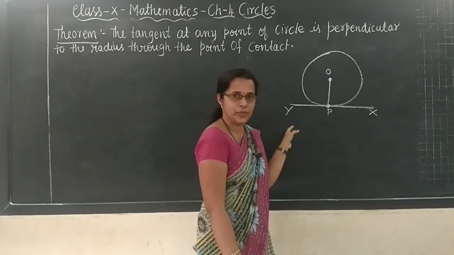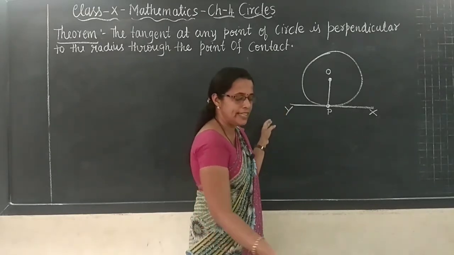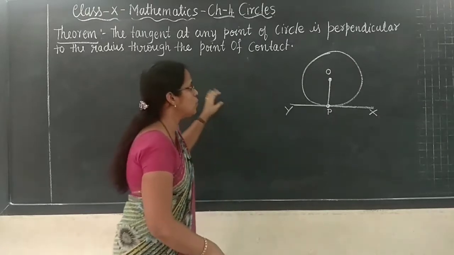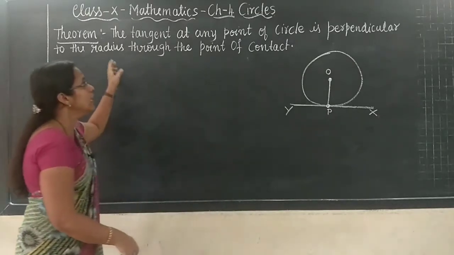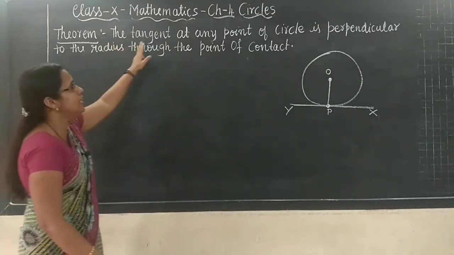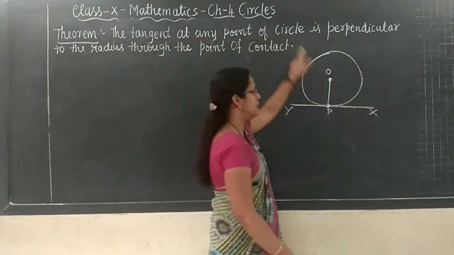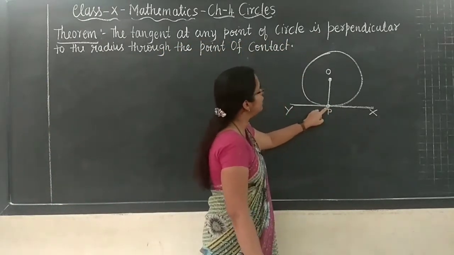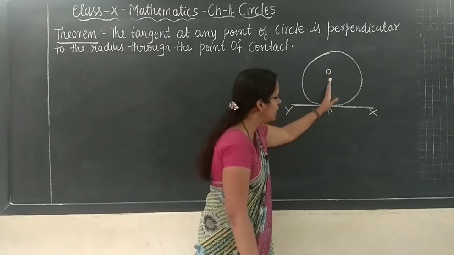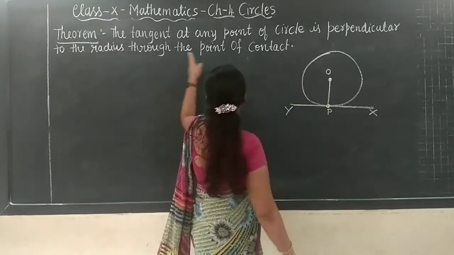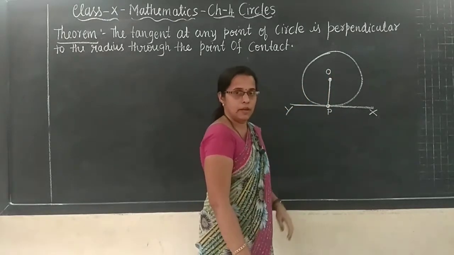Okay, children, let us do it now. So what can I write here? First we have to write what is given in the problem. See here, read once again. The tangent at any point of a circle is perpendicular to the radius through the point of contact. Perpendicular.